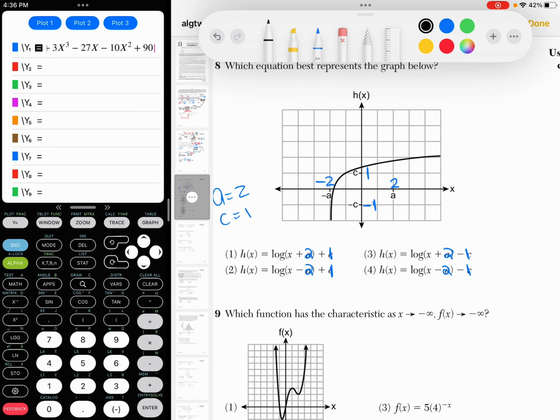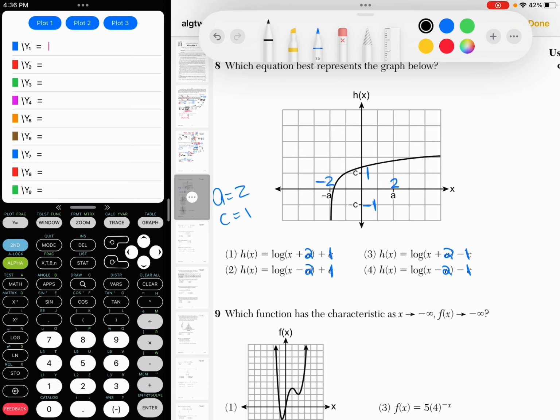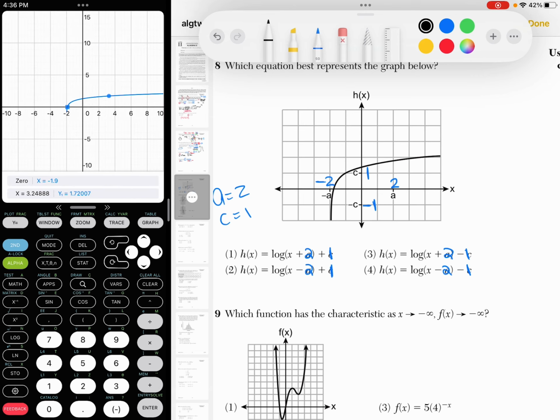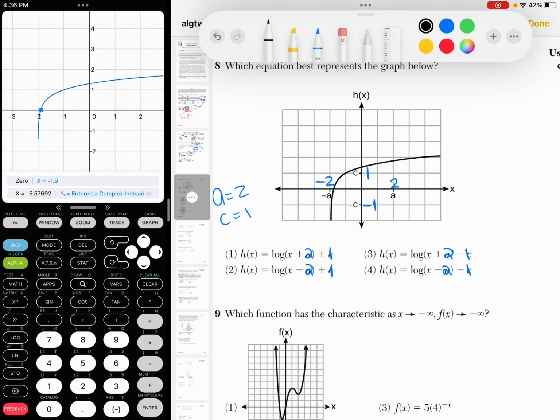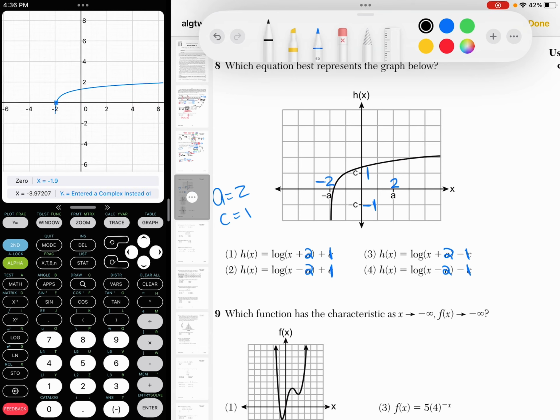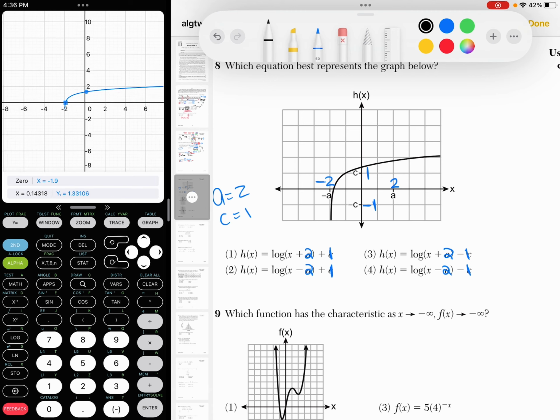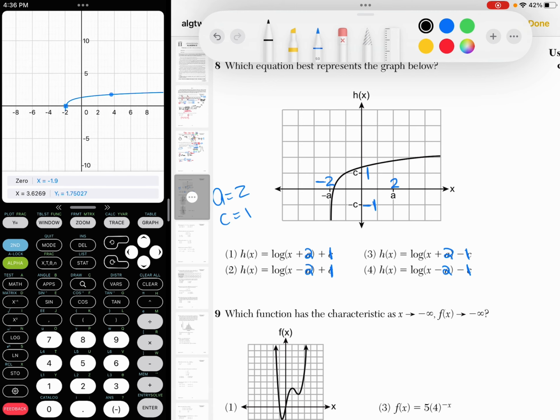So I'm going to go to my y equals, clear out that other one, hit my log button of x plus 2 plus 1, and I hit graph. So kind of not the best first example to be looking at because it actually is the answer. I like when you see a wrong one first because then it's very obvious when you see the right one. But this is the right answer because of where it's shifted. So I am going to go over that with you as well.